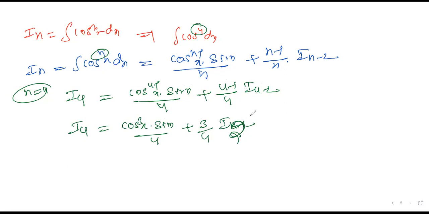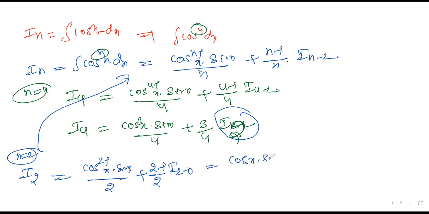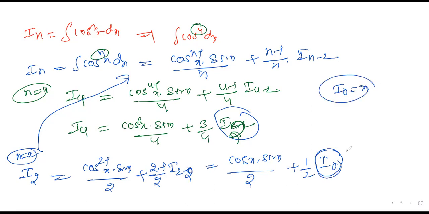So here the agenda is I_2, which you don't know. Again, you can write I_2 separately and find it out. So I_2, according to that, n is equal to 2, you are going to substitute in your given answer. Cos^(2-1)x into sin x by 2, then (2-1) by 2 into I_(2-2). This is cos x into sin x by 2 plus 1 by 2 into I_0, because 2 minus 2 is 0. So what is the value of I_0? I told you it is just x. So it is x. I rewrite on the next page directly the answer.